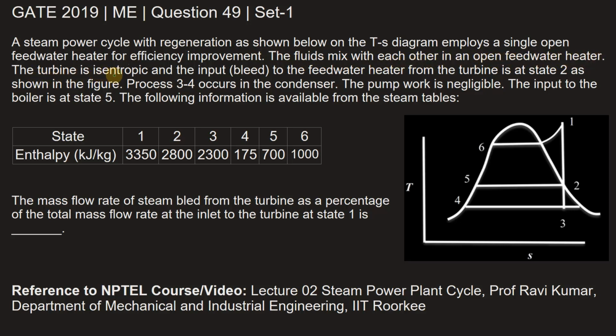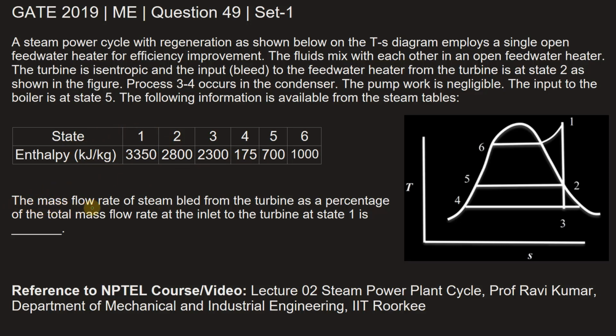The turbine is isentropic and the input bleed to the feed water heater from the turbine is at state 2 as shown in the figure. Process 3 to 4 occurs in the condenser. That means the condenser is fixed in between process 3 and 4. The pump work is negligible. The input to the boiler is at state 5. The following information is available from the steam table. So at all the states, the value of enthalpy is given.